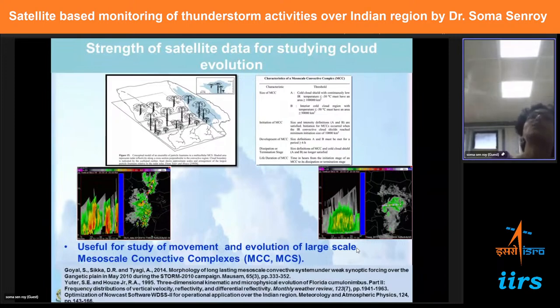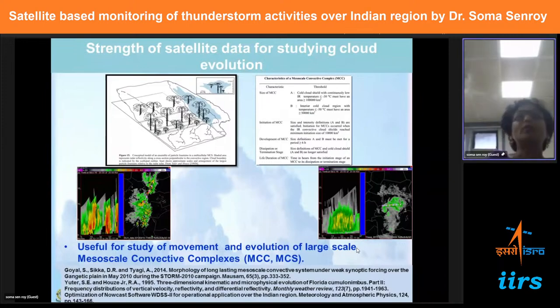So such clouds will pump a lot of cirrus, a lot of moisture into the upper atmosphere, and you might get a large cirrus overlay as compared to what is actually happening. So there you have a problem of overestimation. Underestimation during pre-monsoon season, overestimation during monsoon season. But nevertheless, large-scale movement and evolution is very well detected by this method.